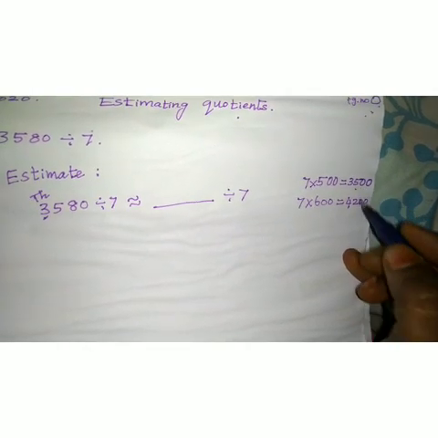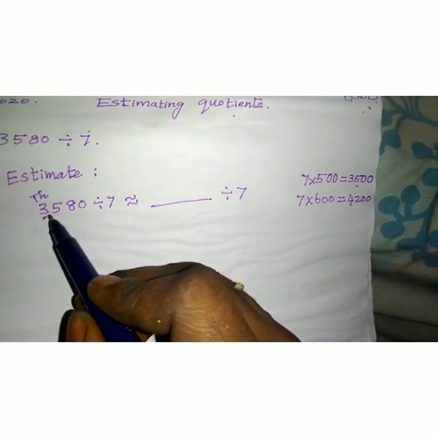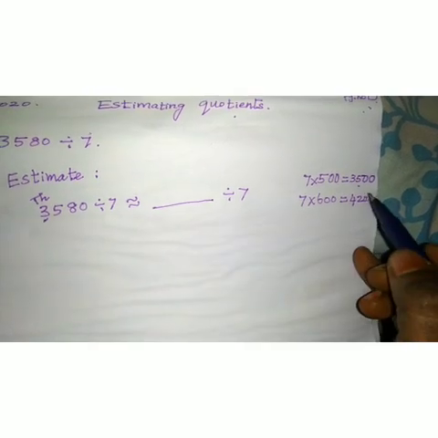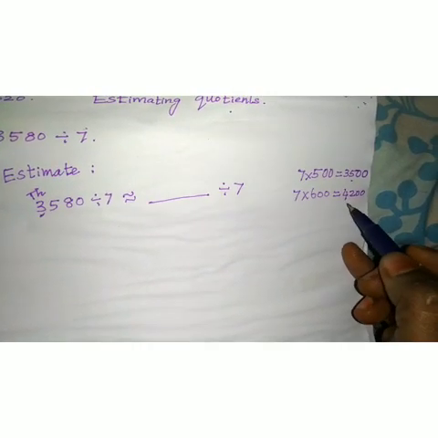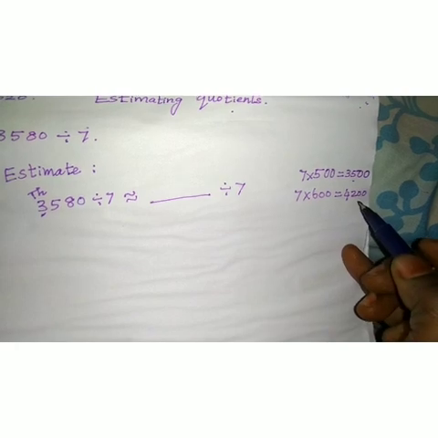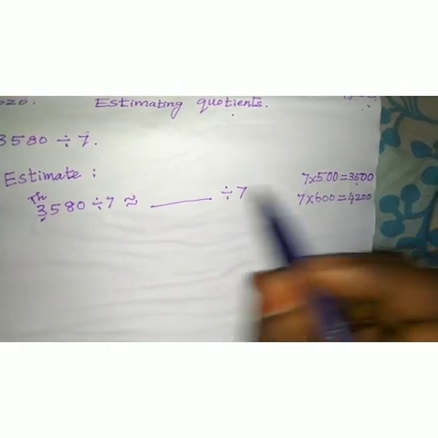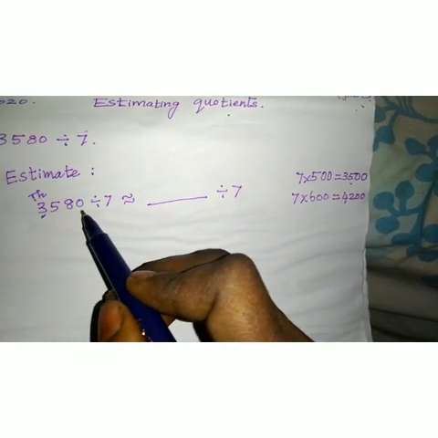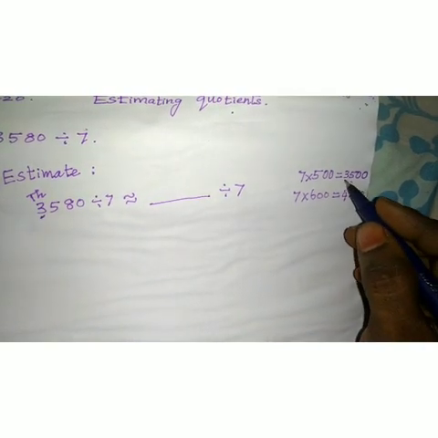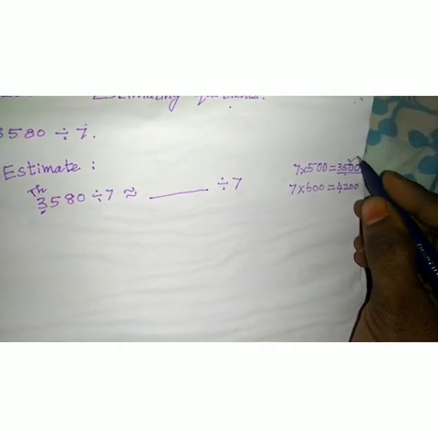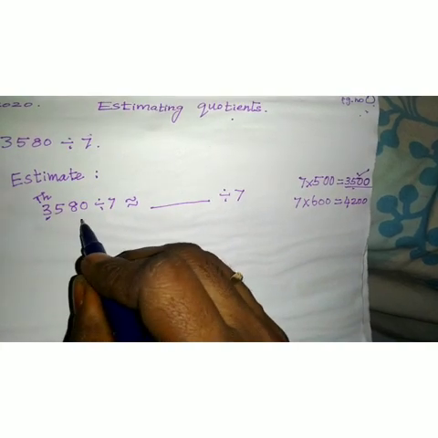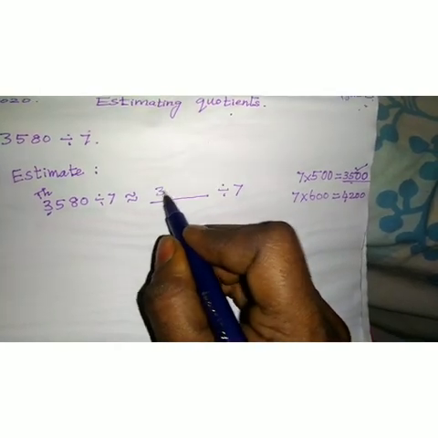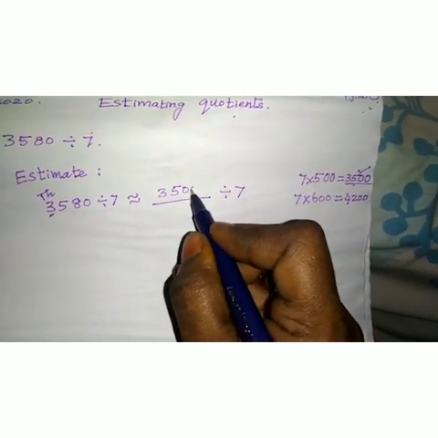Okay, from these two, which is nearest to 3580? Here 3500, here 4200. 3500 is nearest to 3580. Obviously we can find it easily. This is nearest to 3580. So you have to write here as 3580.